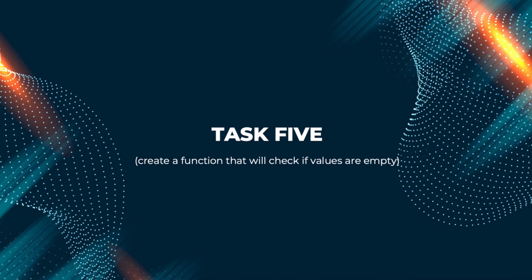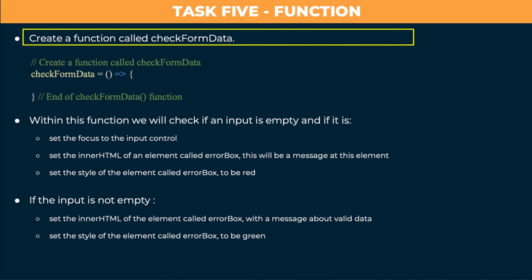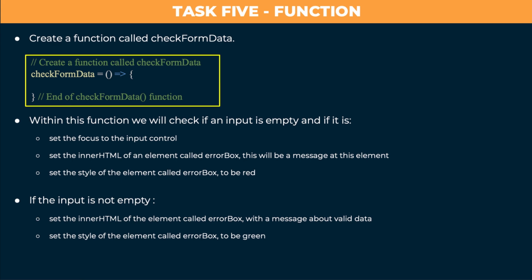The next task then is to create a function that will check if values are empty. To create the function then we will call it checkFormData, and it will be similar to what we did before, where we have this fat arrow function, lambda function. So the function takes in no parameters, but we just have an open and close round bracket.